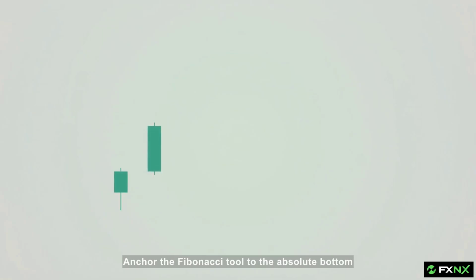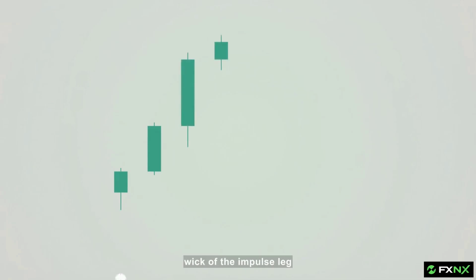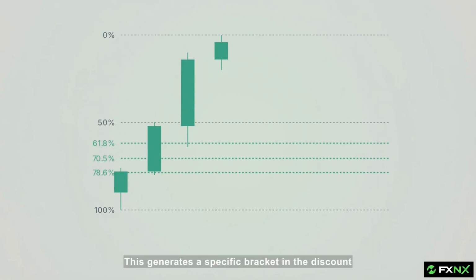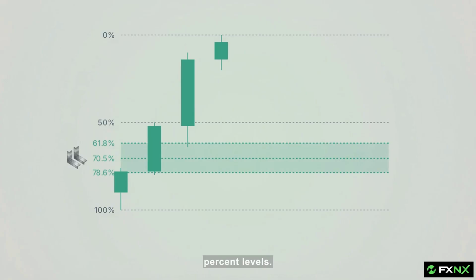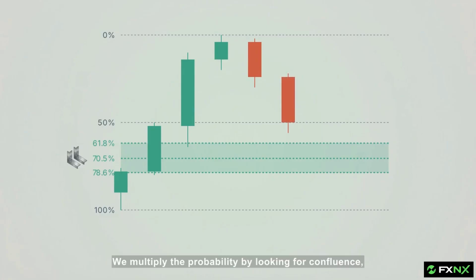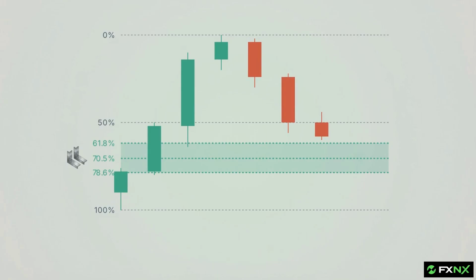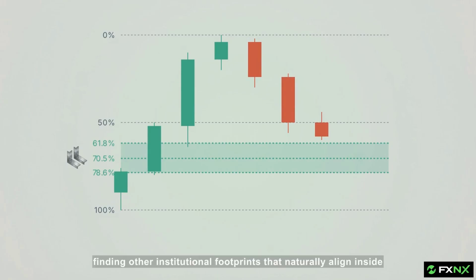Anchor the Fibonacci tool to the absolute bottom wick of the impulse leg and drag to the top wick. Ignore the bodies. This generates a specific bracket in the discount area, the 61.8, 70.5, and 78.6% levels, your OTE sweet spot. We multiply the probability by looking for confluence, finding other institutional footprints that naturally align inside this exact box.